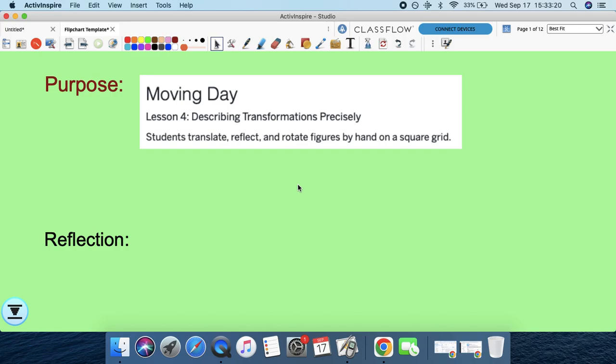Lesson 4, Describing Transformations Precisely. Students translate, reflect, and rotate figures by hand on a square grid. That's what we did today, and we're going to the practice. So let's head over there.